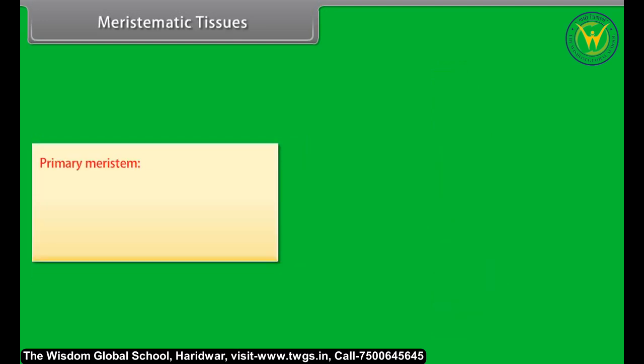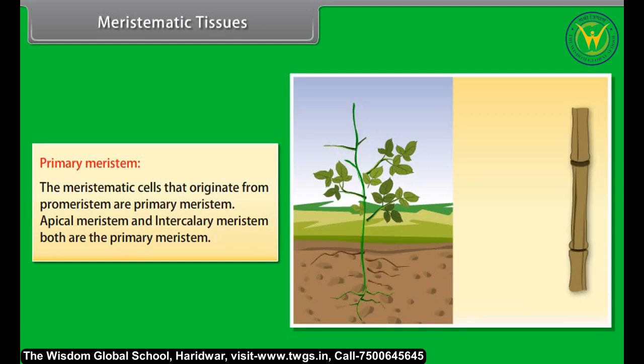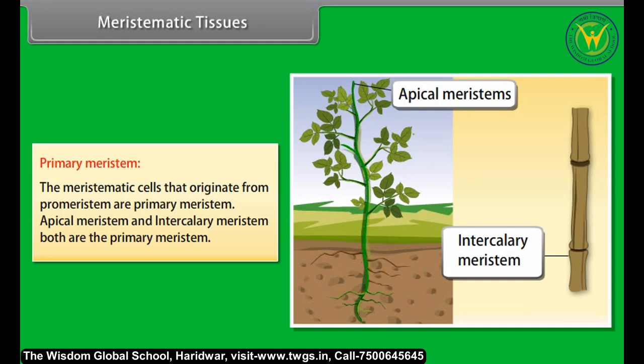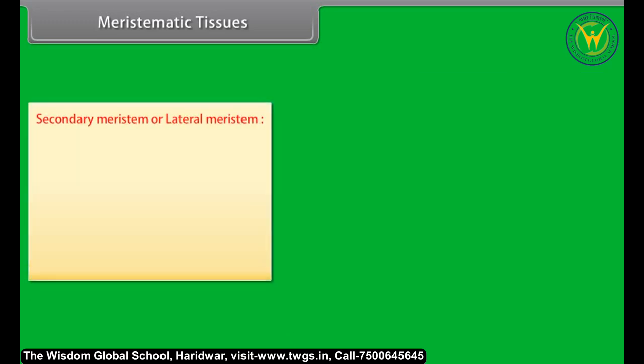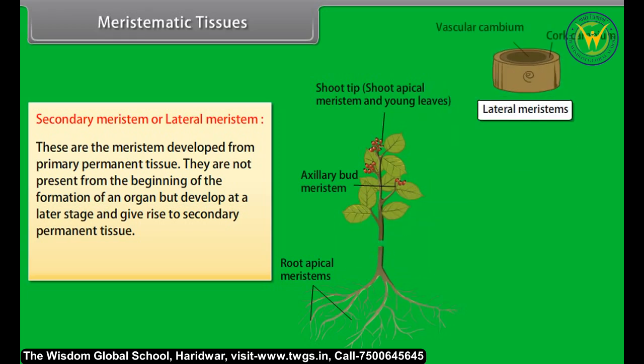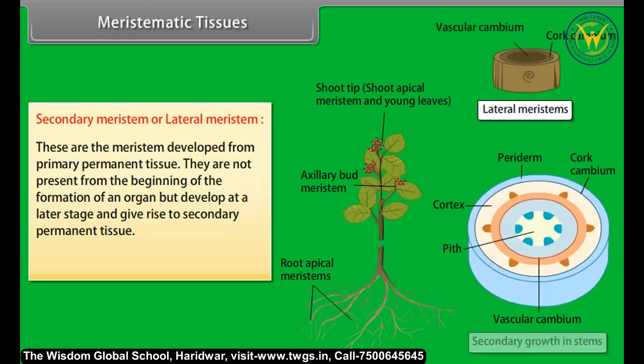Primary meristem. The meristematic cells that originate from promeristem are primary meristem. Apical meristem and intercalary meristem both are primary meristem. Secondary meristem or lateral meristem. These are the meristems developed from primary permanent tissue. They are not present from the beginning of the formation of an organ, but develop at a later stage and give rise to secondary permanent tissue. For example, cambium of roots.